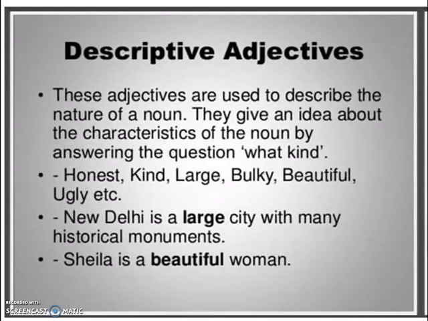Descriptive adjectives. These adjectives are used to describe the nature of a noun. They give an idea about the characteristics of the noun by answering the question, what kind? Honest, kind, large, etc. Sheila is a beautiful woman. What kind Sheila is? The answer is, Sheila is a beautiful woman.